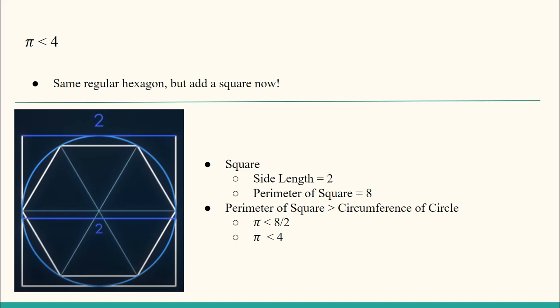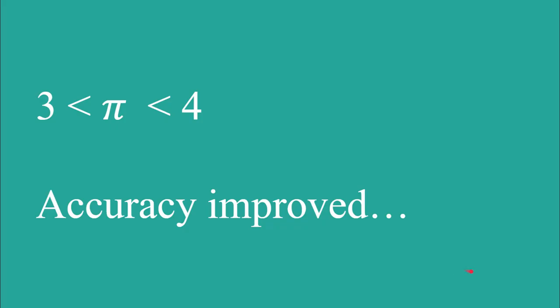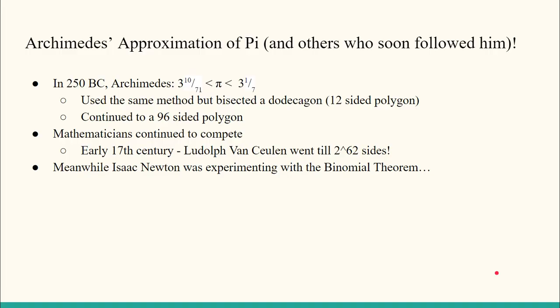We know that pi is between 3 and 4 now, but we need to have more accuracy than that. And in 250 BC, Archimedes came up with this expression over here, and he used the same method of bisecting, but he did it with a dodecagon instead, which is a 12-sided polygon. So you can do this with any polygon basically, but the more sides you have in your polygon, the more digits of pi that need to be computed. And the more sides you do, the crazier it gets, and mathematicians went crazy having this competition over it.